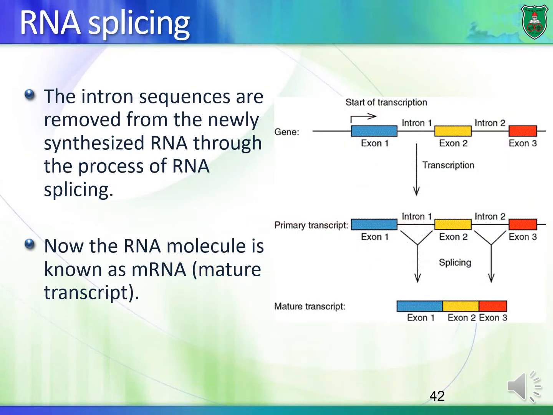Now, the process of removing introns is known as RNA splicing. So again, you have a gene that is transcribed. You have the synthesis of a pre-mRNA or primary transcript containing exons and introns, and then you have the process of splicing, connecting exons to each other and removing introns. And now you have a mature transcript. Now this mature transcript again produces one polypeptide only.